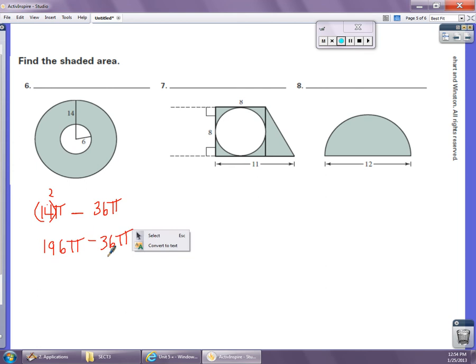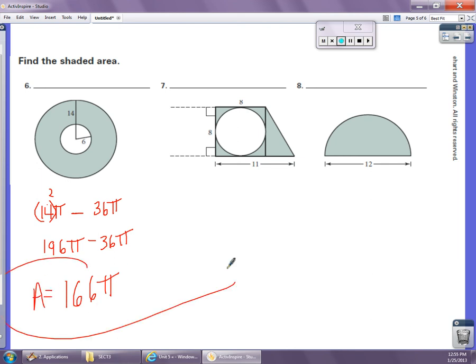So I'm going to go ahead and leave the answer in exact form. And 196 minus 36 is 160 pi. This is the area of the shaded region, units squared, obviously. And if you wanted to know the approximate answer, you would just have to multiply. Here, to find the shaded area, I'm going to find the area of the triangle. So if this whole thing's 11 and this is 8, that would make that 3. If this is 8, that means the height of the triangle is 8. So the triangle is 3 times 8 divided by 2, which is 12.